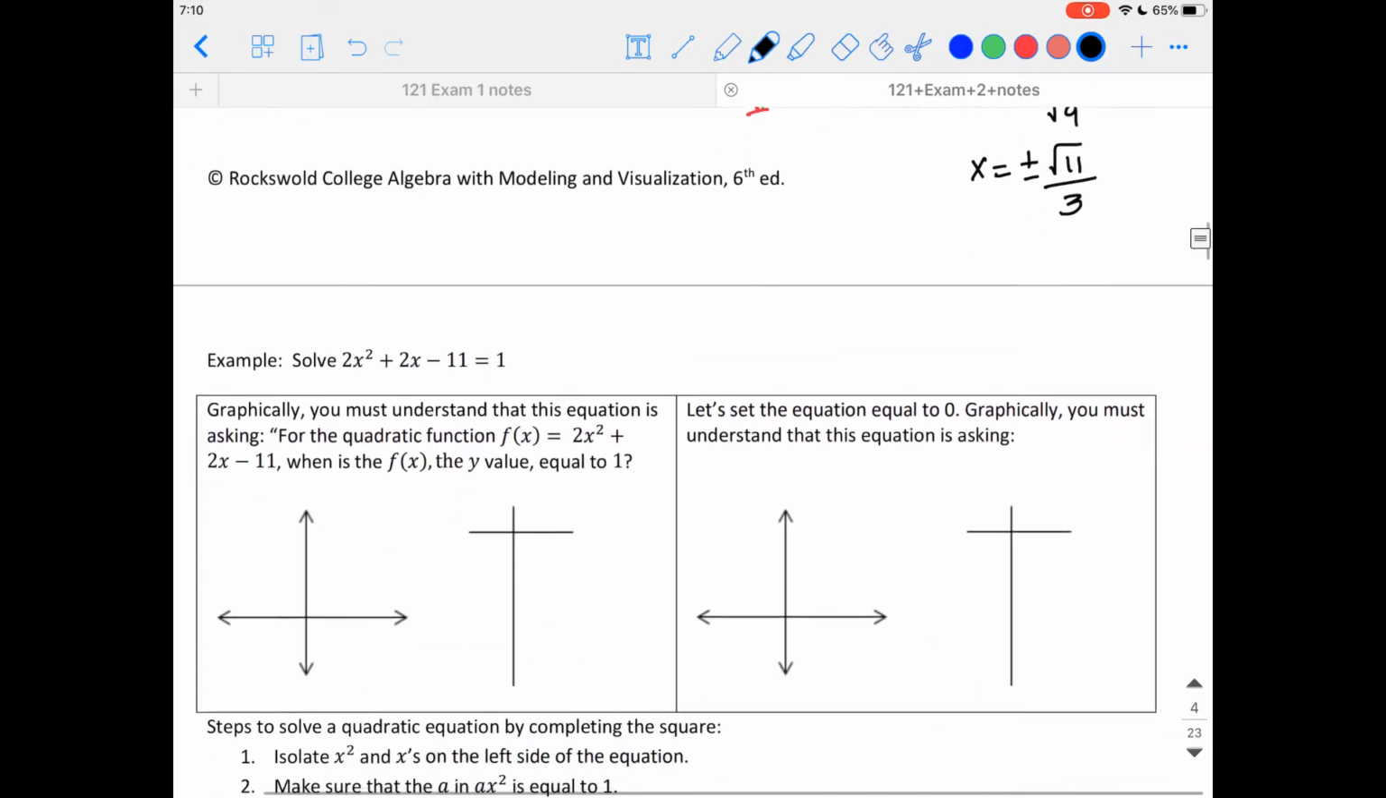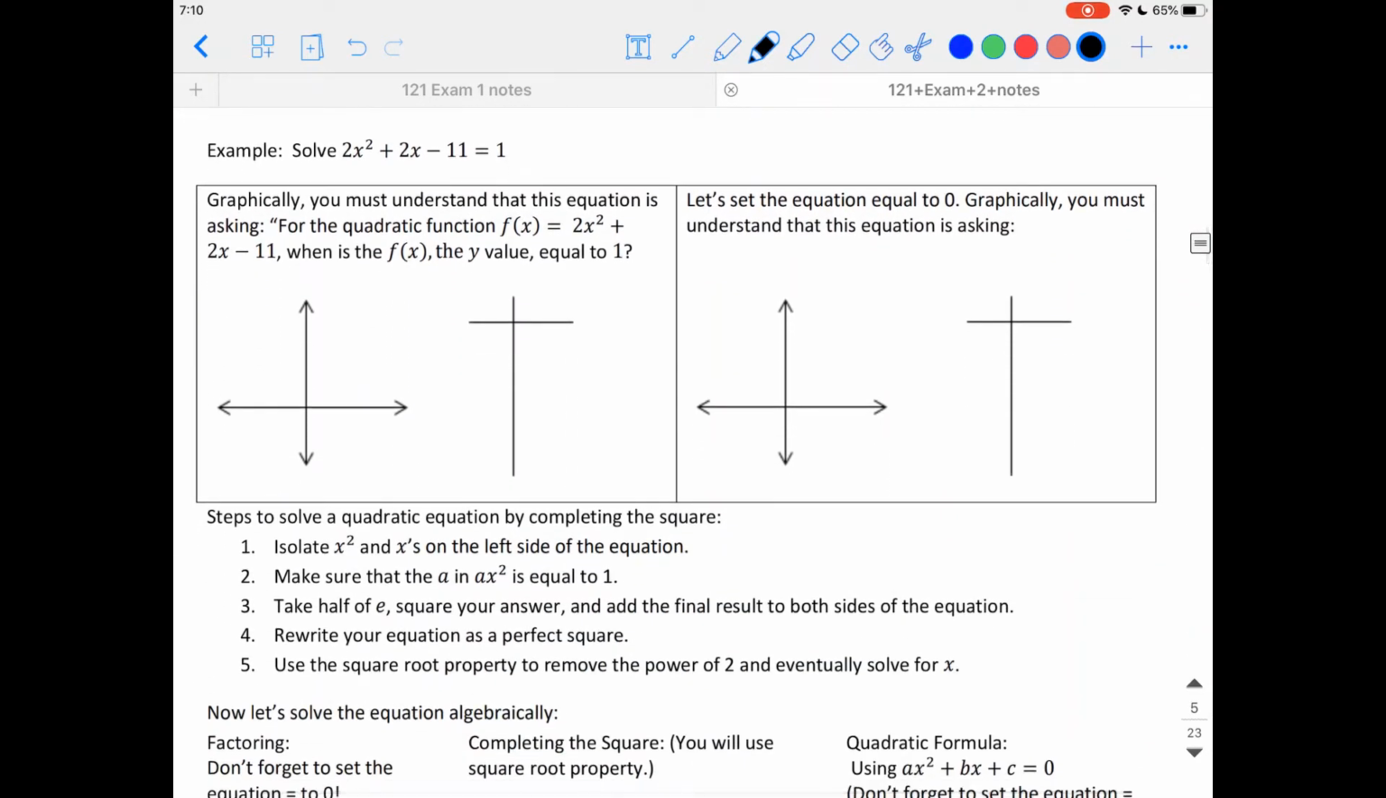All right, next one. It says solve 2x squared plus 2x minus 11 is equal to 1. So again, graphically, you must understand that this equation is asking for the quadratic function f of x equal to 2x squared plus 2x minus 11. When is the f of x, which is the y value, equal to, so hang tight so you can see where I'm highlighting, this is the black part that I highlighted, and then is equal to 1.